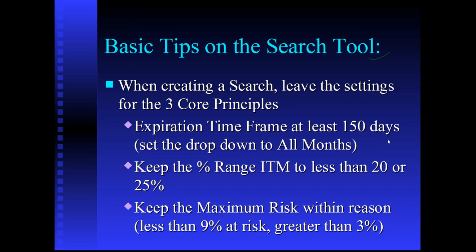Keep your expiration time frame at all months and at least 150 days out. Keep the percent in the money range to less than 20. You can extend it up to 25, but I'd keep it there. And keep the maximum risk within a reasonable range, under 8%, under 9%. And you don't want to go below 2% and filter yourself out there as well. Don't hedge yourself out too far.